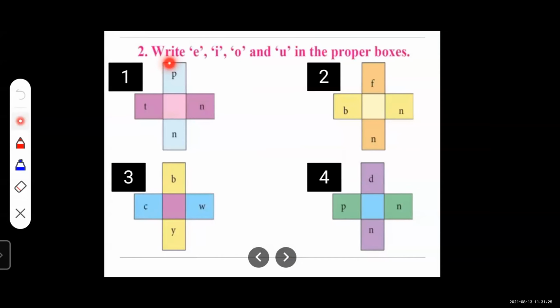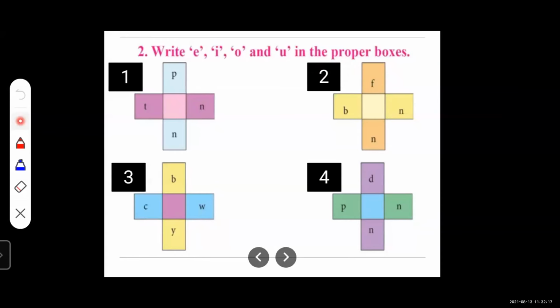First, we are going to read the instruction. Who wants to read the instruction? Look, I will mark who reads. Read the instruction, dear. Right. E, I, O, U in the proper boxes. Very, very good. Proper boxes. Very good, very good. Okay.